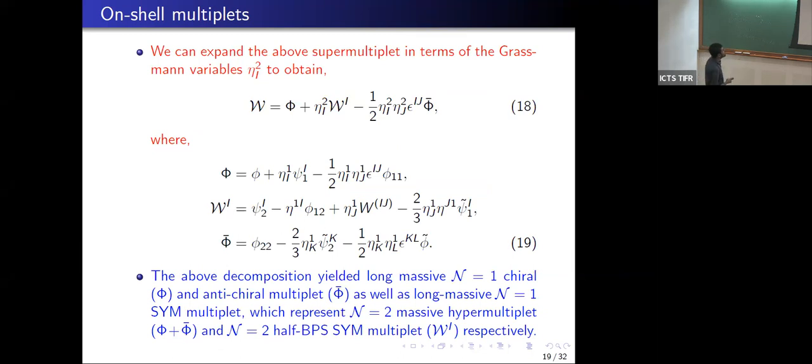And we can expand the above super multiplet in terms of the Grassmann variables eta_{I2} like this. This is the redefinition in terms of the eta_{2i} variables of this N equals 4 Coulomb branch half BPS multiplet, where phi and phi bar are the chiral and antichiral N equals 1 multiplet, and this W_i is the N equals 2 massive hypermultiplet, meaning half BPS. So this is the main ingredient of our N equals 2 star theory. We can see that both the hyper and the N equals 2 super Yang-Mills are massive because we are away from the origin of the moduli space of N equals 2 star.